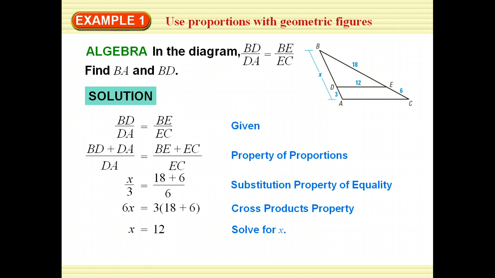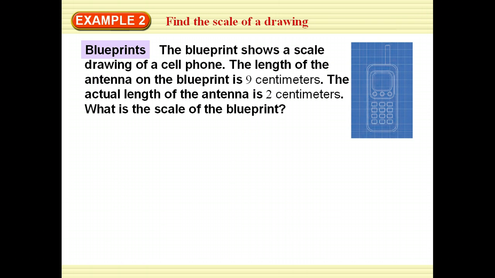If that whole length BA is 12 and DA is 3, then the other part is 12 minus 3, or 9. So you can see that property, it may look complicated, but what it really does is simply say you can do part to part or the whole thing to a part. You can set these proportions up the way that you see fit.